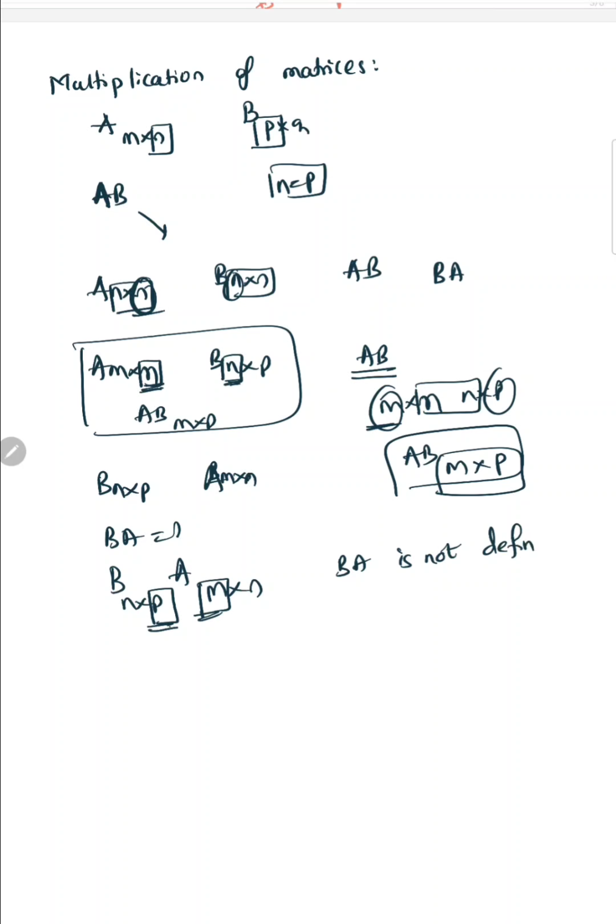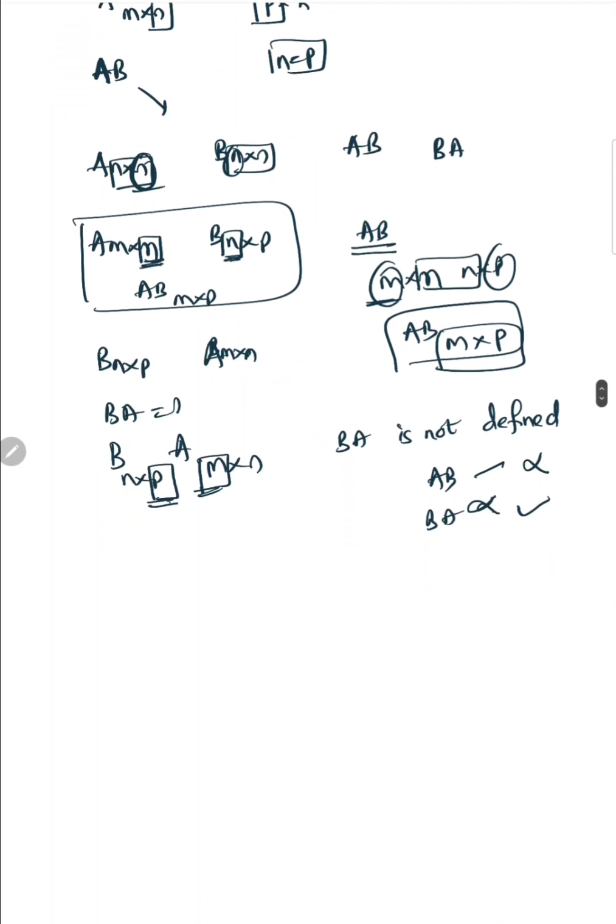So it is not necessary that if A into B is defined, then B into A is also defined. Therefore there is no need to have both A into B and B into A simultaneously. Sometimes both will happen, sometimes only one will happen, and sometimes both will not happen.